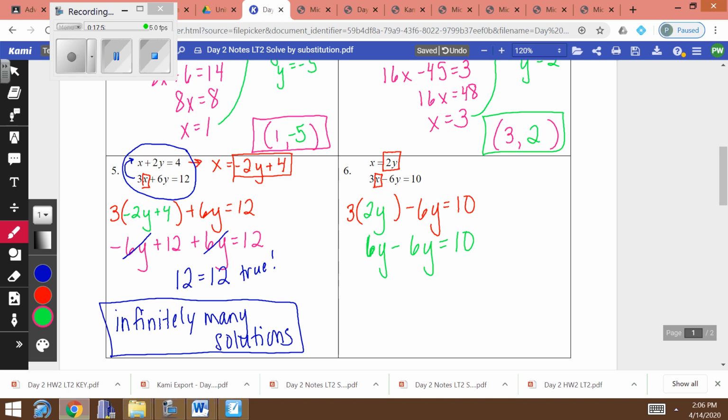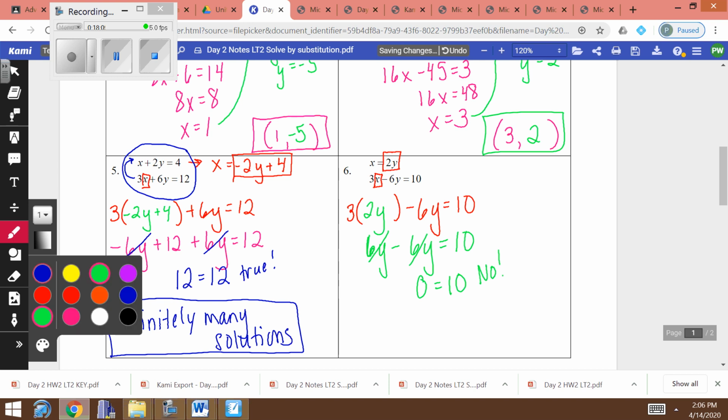Again, notice what happened. It's not always going to be a 6y that cancels. I don't know why both of these examples happen to have that, but 6y minus 6y, bam, those are gone. We get 0 is equal to 10. Does 0 equal 10? No, hopefully you're saying that out loud right now. No, they do not equal each other. Again, whenever those variables cancel and you get something that's not true, that means that there is no solution here.